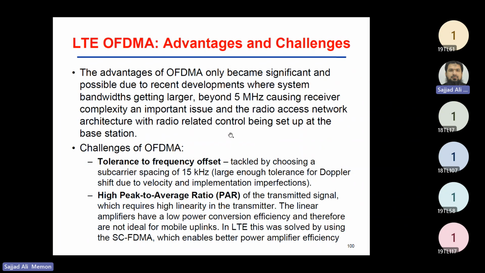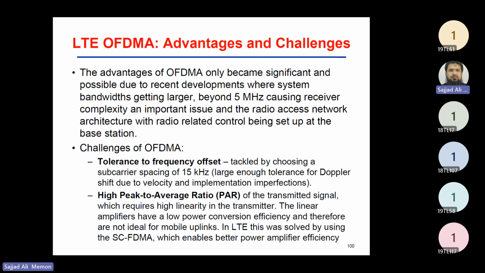These are some of the advantages and challenges of OFDMA. The advantages of OFDMA only became significant and possible due to recent developments, where system bandwidths are getting larger than 5 megahertz, causing receiver complexity to become an important issue, and the radio access network architecture with radio related control being set up at the base station. Challenges of OFDMA include tolerance to frequency offset and high PAPR.